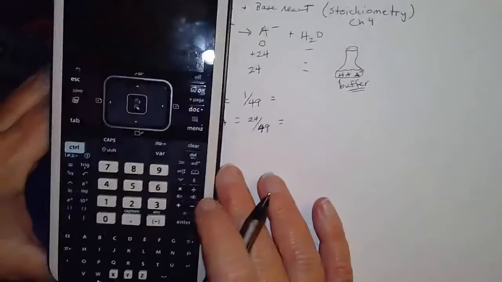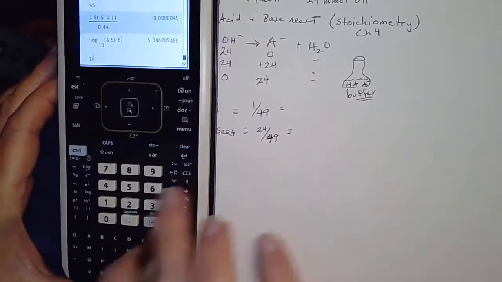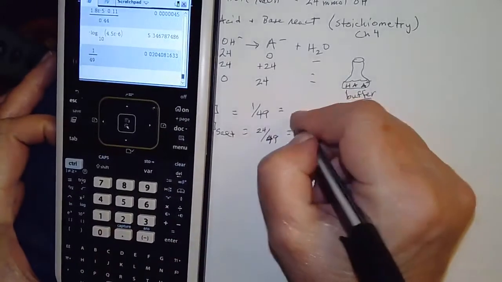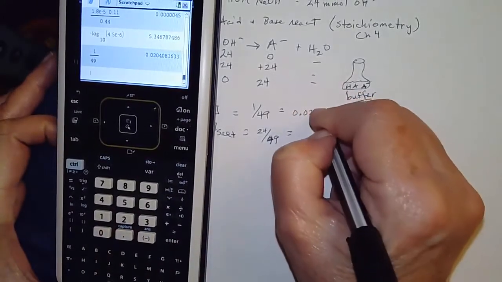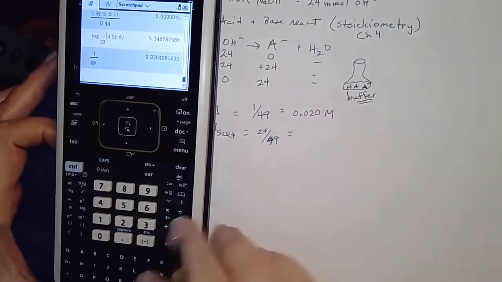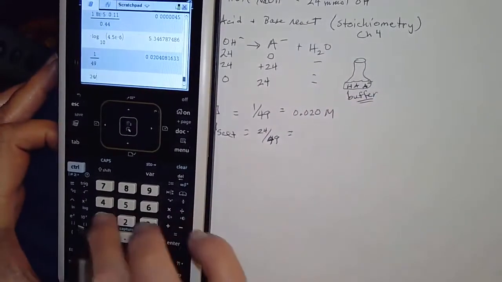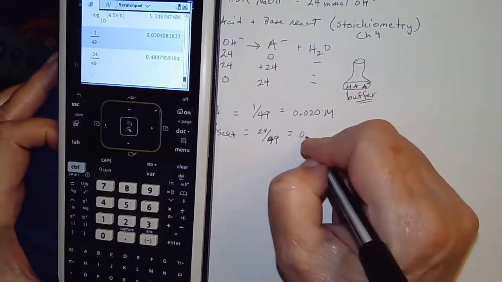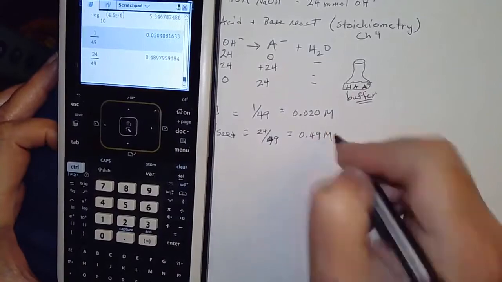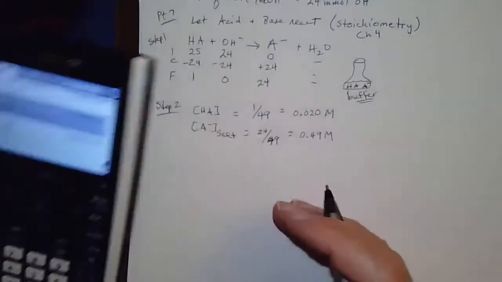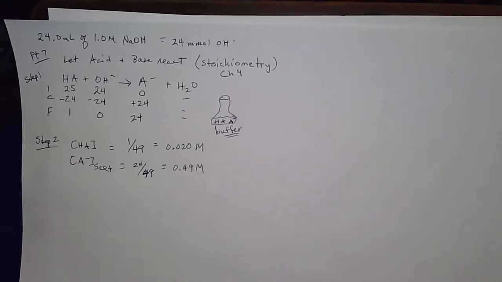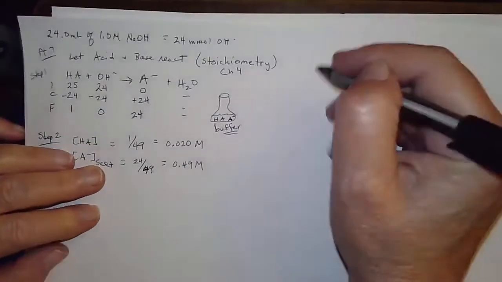So again, we're going to have 1 over 49, and that gives us 0.020 molar. And then we have 24 over 49, and that gives me 0.49 molar. All right, so that's pretty easy. Go up here to step 3. I'm having trouble keeping up with the calculator on this one.